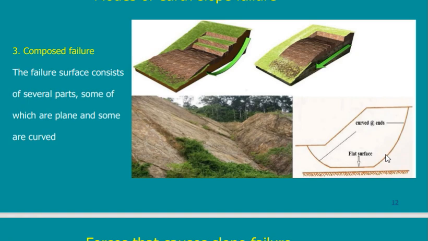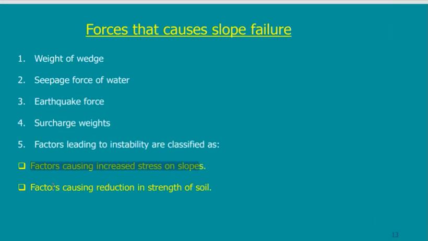We will come back to our example. You are standing, your friend is pushing you, and your other friend is preventing you from falling. If somebody came to the friend who is preventing you from falling and gave him a kick in the leg, he will be weaker to help you. So he will fall and you will also fall. This is what we mean by factors causing reduction in the strength of the soil.